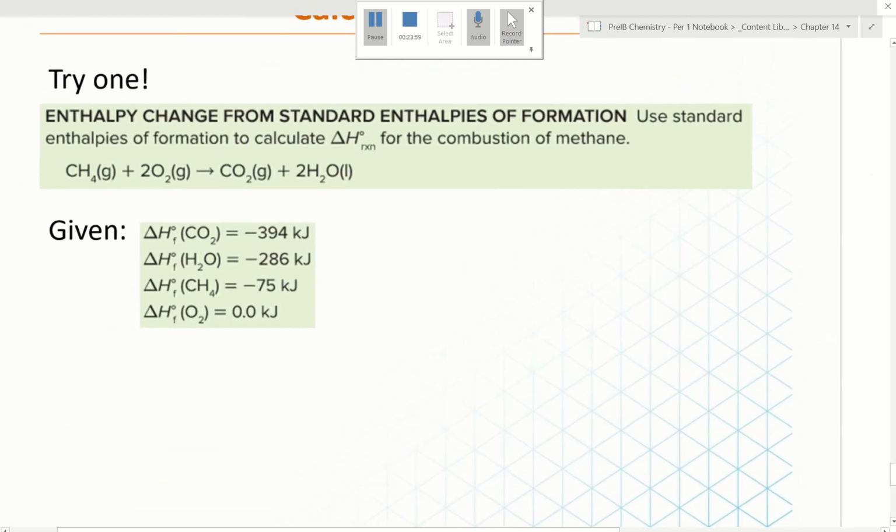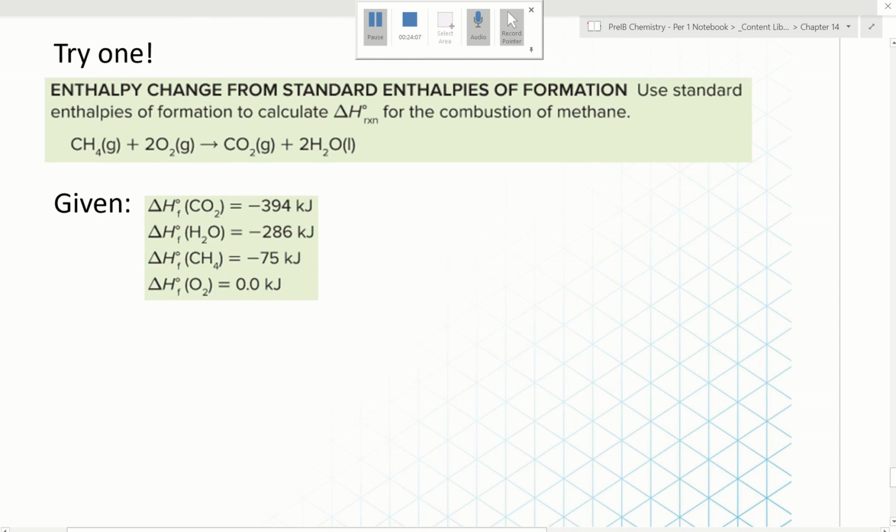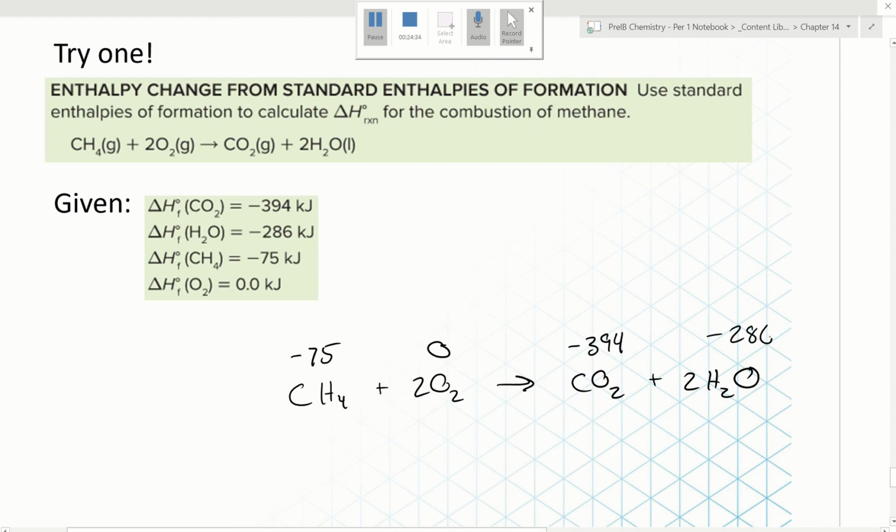So let's try one here. If you want to pause the video and try this, I'm going to solve through it in just a second. And then you can do a few on your own. So if you've not paused the video, then let's do this together. So we have CH4 plus 2O2 yields CO2 plus 2H2O. The enthalpy of formation of CH4 is -75. O2 is an element in its standard state, so it's 0. Carbon dioxide is -394, and water is -286.